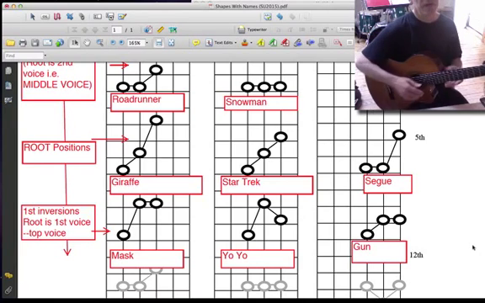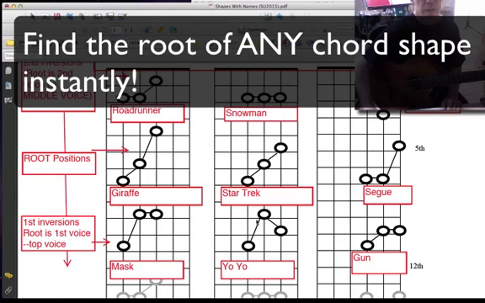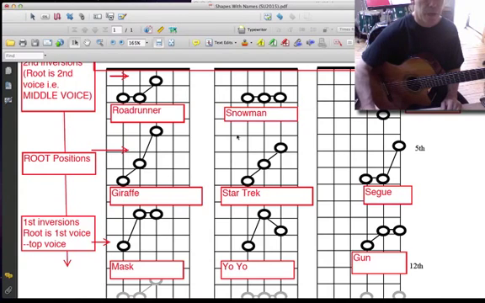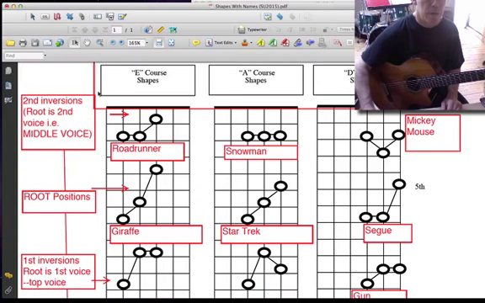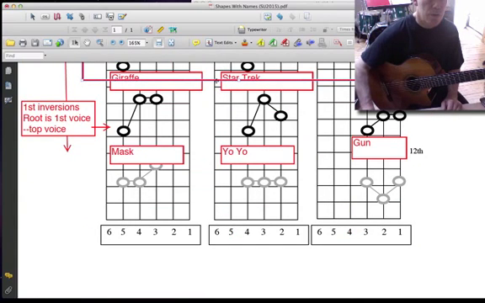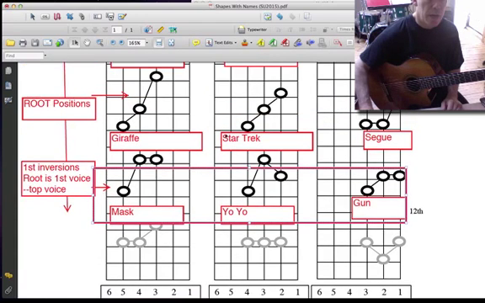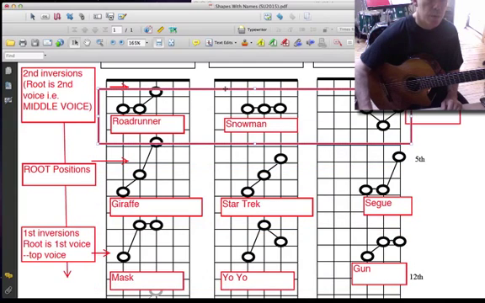Hey everybody, this video is to help you accomplish one simple goal, which is to be able to find the root of any of the shapes instantly, and thereby figure out what chords you're playing anywhere on the neck. Okay, how do we do that? Well, the first thing is that we have to memorize that these chords are all second inversions, these chords are all root positions, and these chords are all first inversions. And we can relate their chord names to helping us find where the root is.